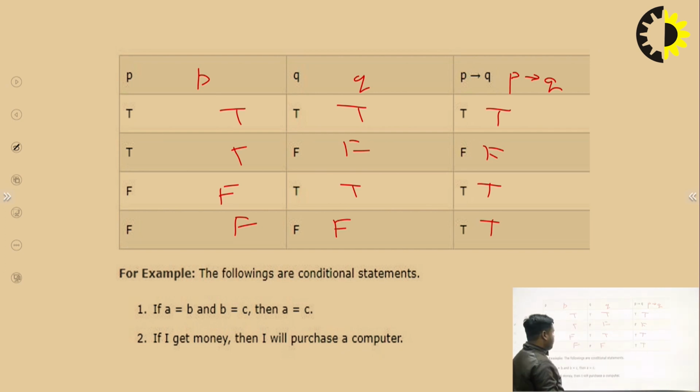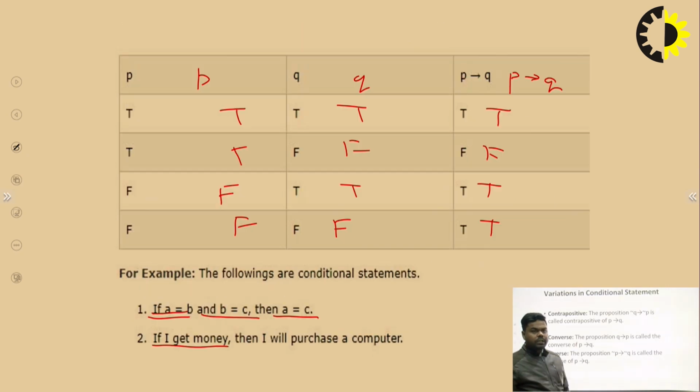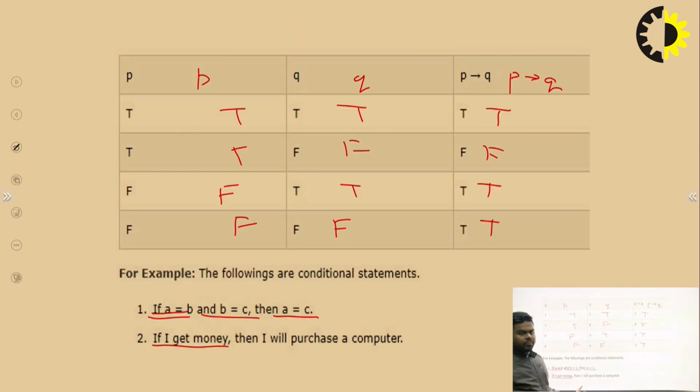So, for example, for a conditional statement: if A is equal to B and B is equal to C, then A is equal to C. If I get money, then I will purchase a computer. These are examples of the conditional statement. It means if A is equal to B and B is equal to C, then A is equal to C. We can say this is the conditional statement. If I get money, then I will purchase a computer. If I have the money, then I can purchase a computer.